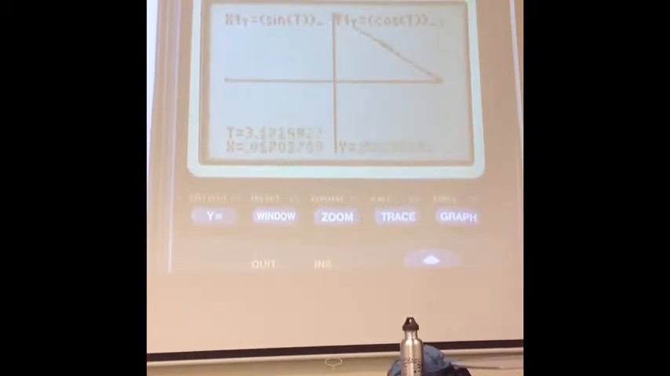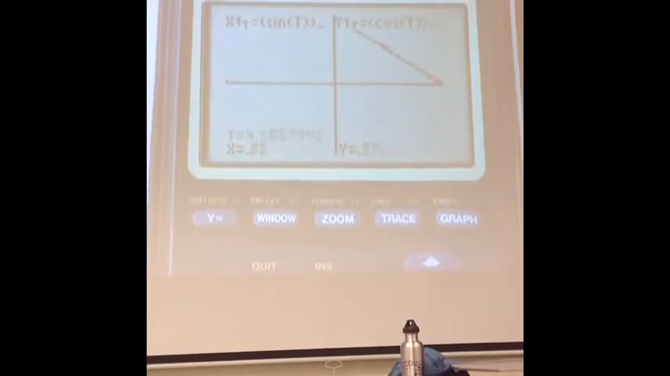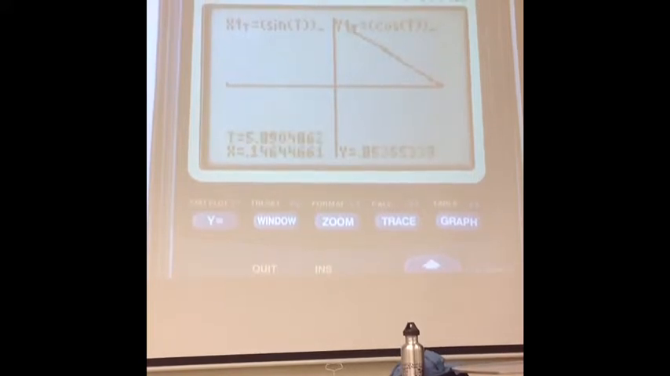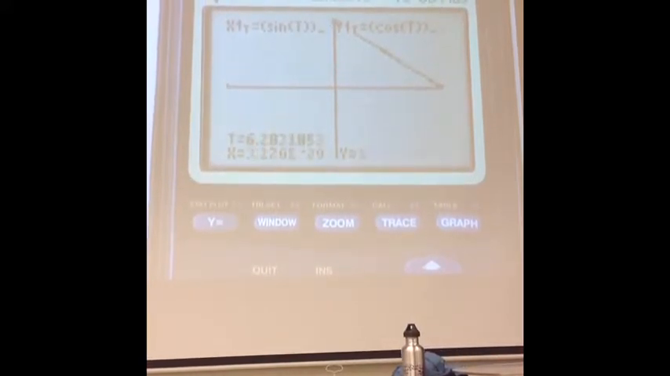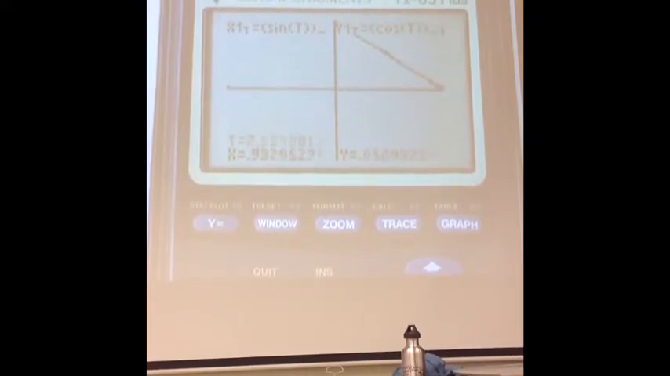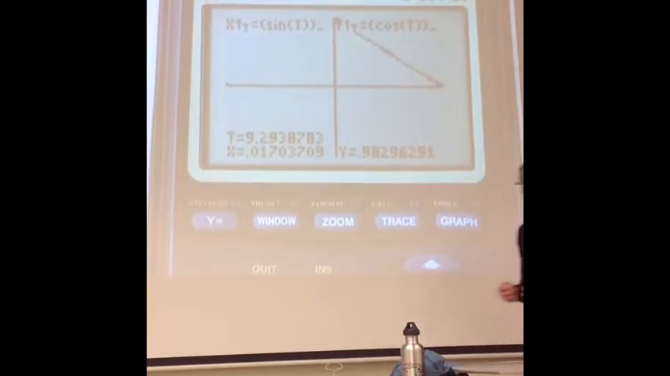And so that should happen 2 more times. So here we are now at roughly 2 pi. And then we have a 3rd time as well. All right, so there's something funky going on here.